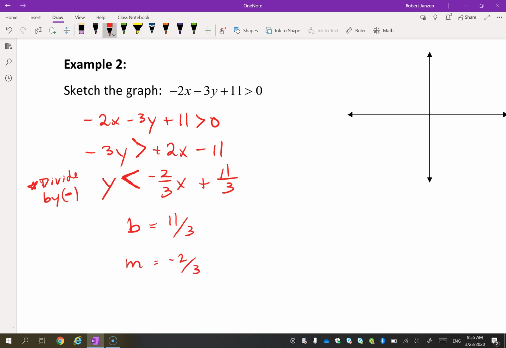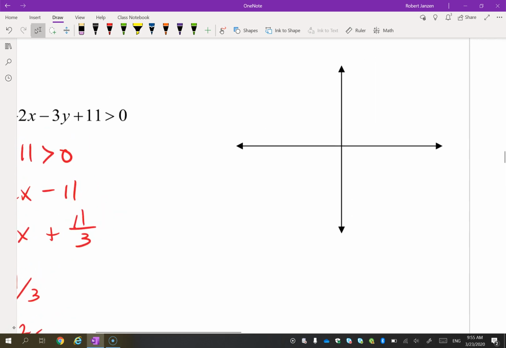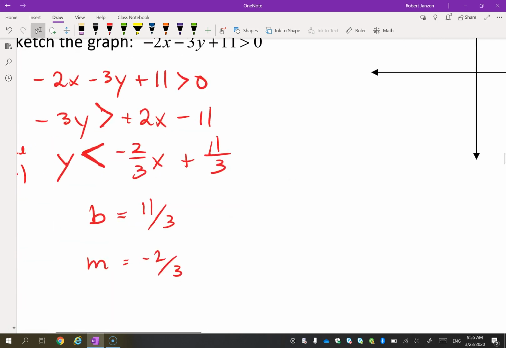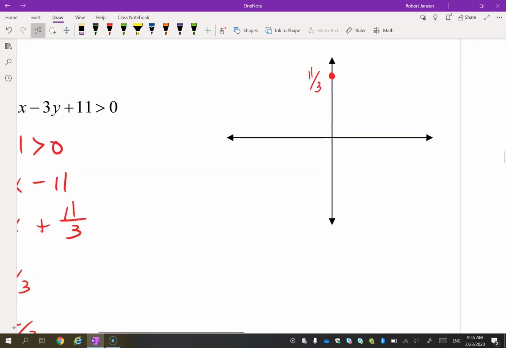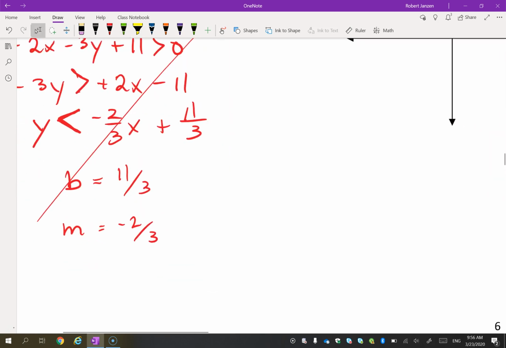Okay? Now that's not really nice. It's not a really friendly one. So let's take a look at what happens. You would put a y-intercept of 11/3. Now the problem is, how do I go down 2 and over 3? This is ugly. It's going to be fractions. So maybe this is not a good method here. Maybe I would be better off just finding the x-intercept, and then I would know how to graph this line. So I'm actually going to scrap this method and do it with an x-intercept and the y-intercept.